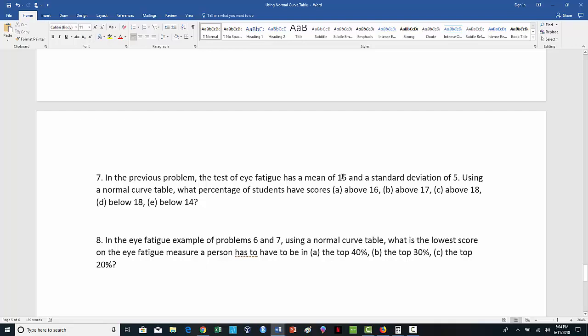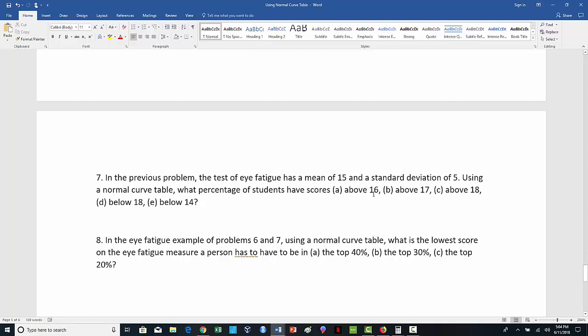So what percentage of students have scores above a raw score of 16? Well, we know the mean is at 15, so the z-score of 0 is 15. So we know that the z-score it's asking about is going to be a positive number because it's one number above the mean. Now the standard deviation is 5, so it's not a full standard deviation. It's less than a z-score of 1. It's somewhere between 0 and 1 is what the z-score here would correspond to.